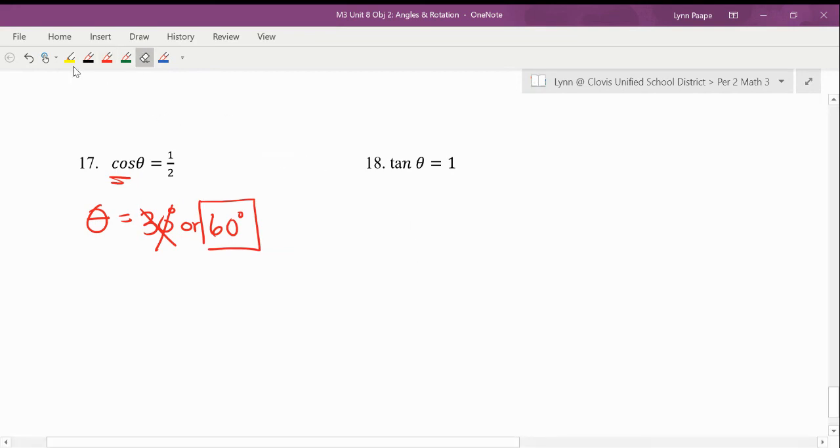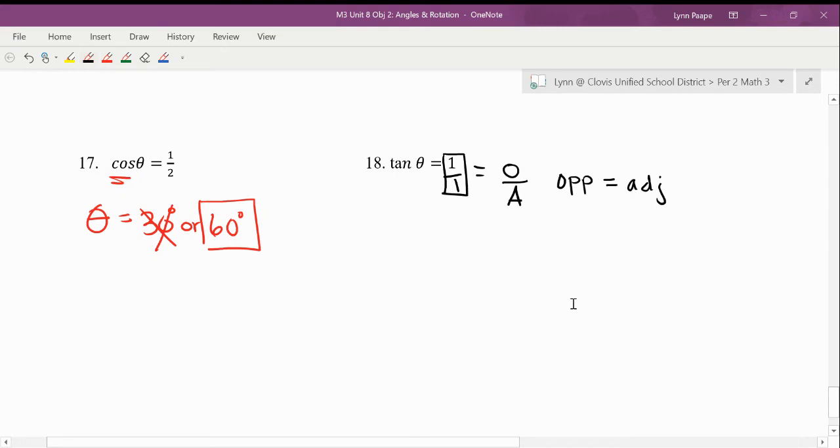Okay, last one. Tangent theta is equal to 1, so we'll make that 1 over 1. Remember, tangent is opposite over adjacent, and I have a 1-to-1 ratio here. The only way that opposite over adjacent is going to equal 1 is when the opposite side is the same as the adjacent side. Otherwise, there's no way it would reduce down to 1.